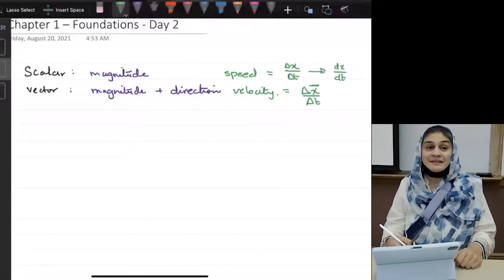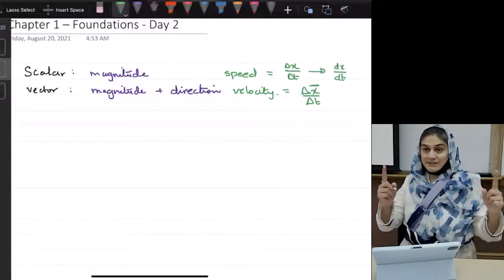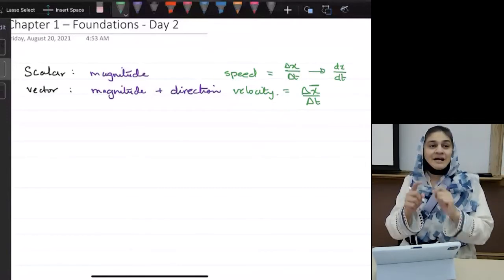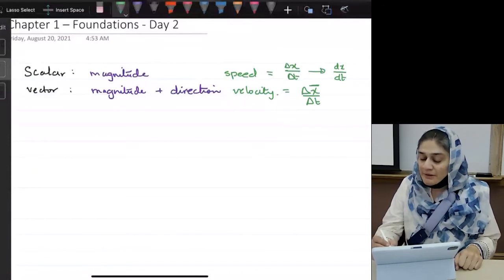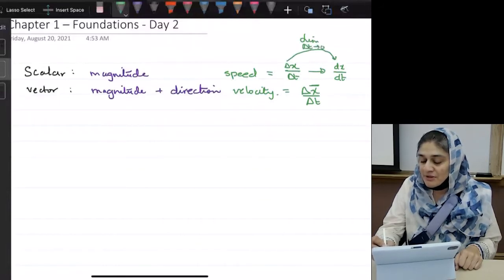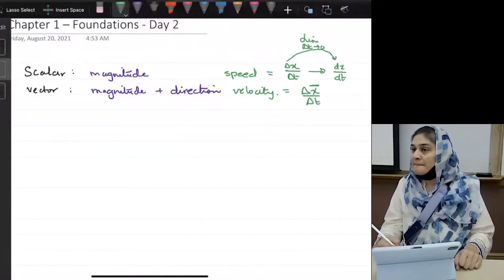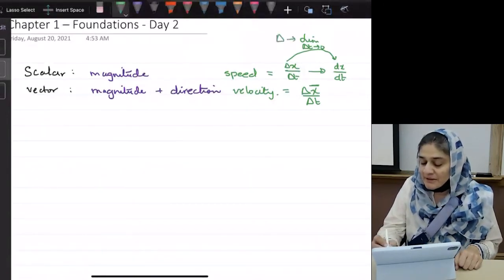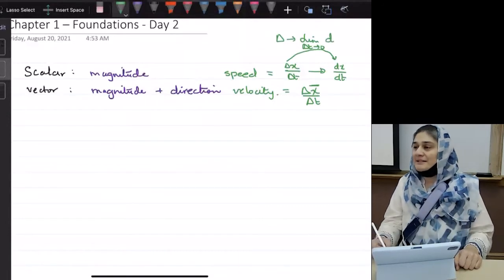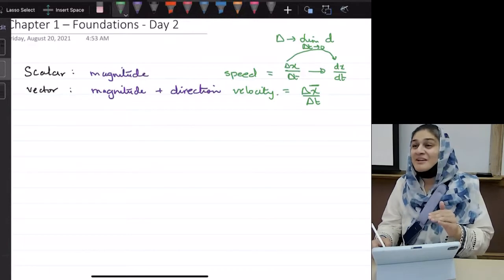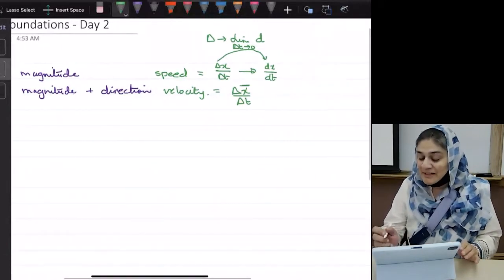What's the difference between delta and d? Delta is big, d is tiny, right? So how do we go from this delta to this d? It's in the limit when delta t approaches 0. So delta, whatever it may be, goes to d in this limit. Everybody's seen this written before, right? And that's an L, right? So if you wanted to write speed.